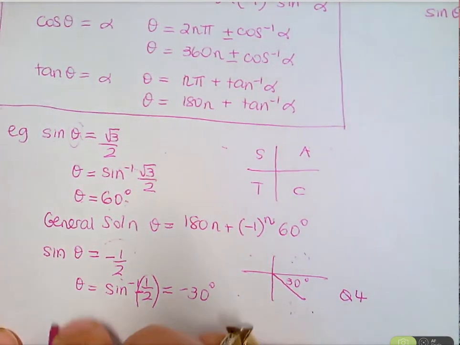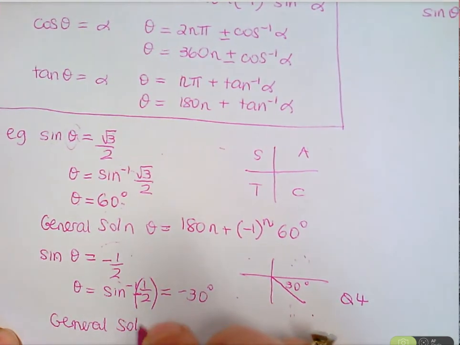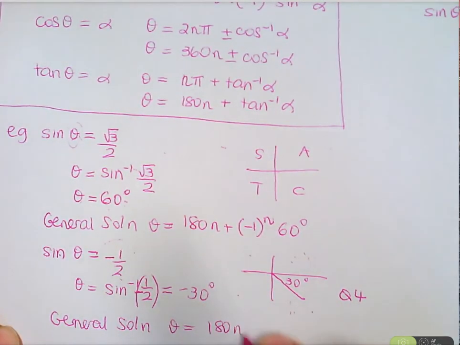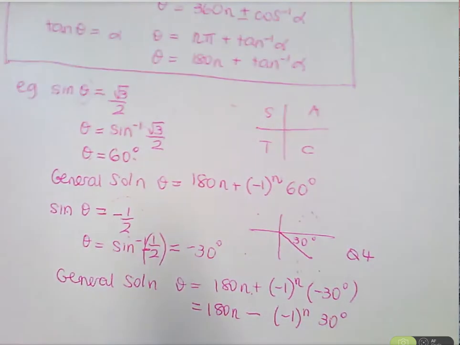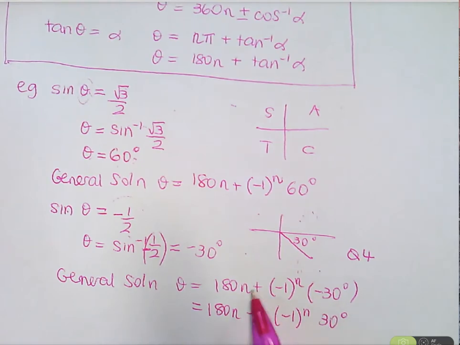So theta is negative 30, so therefore the general solution of that one is theta equals 180n plus negative 1 to the power of n times negative 30. Now, I'm going to put that negative in front here, so it'll be 180n minus negative 1 to the power of n times 30. We don't keep it as plus negative 30, because it's plus times that times negative 30. Now, this negative 1 to the power of n, if n is odd, that negative 1 stays. If n is even, that negative 1 goes. Negative 1 squared is positive 1.